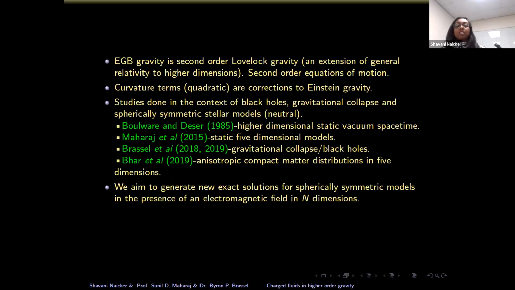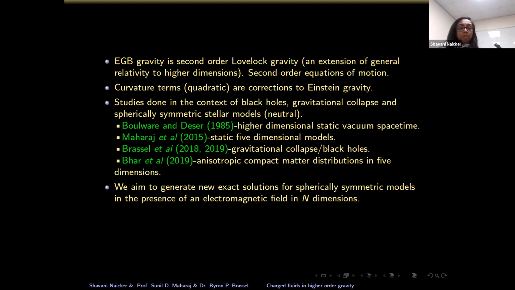EGB gravity is one of the most promising theories of higher order gravity. It is second order Lovelock gravity, and Lovelock gravity is an extension of general relativity to higher dimensions. In this framework of gravity, we have second order equations of motion arising. Furthermore, curvature terms which are quadratic in nature appear as corrections to Einstein gravity. Several studies have been conducted in a variety of astrophysical scenarios in EGB gravity, for example, in the context of black holes, gravitational collapse, and static spherically symmetric models.